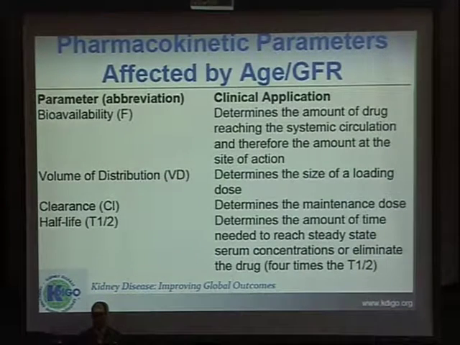Now there are some nomenclatures that we have to understand. Bioavailability determines the amount of drug reaching the systemic circulation and therefore the amount at the site of action. Whereas the volume of distribution determines the size of the loading dose. So when we are speaking about the loading dose, we have to consider the volume of distribution. The clearance determines the maintenance dose. So when we speak about the maintenance dose, we have to consider the clearance of the drug. And the half-life determines the amount of time needed to reach a steady serum concentration or eliminate the drug.